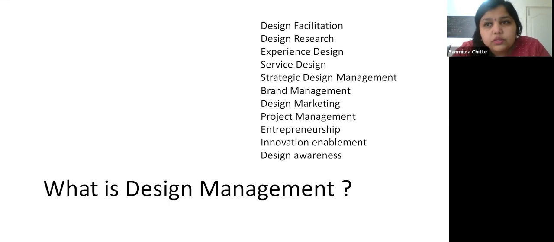Design management is more of design facilitation, helping the designers to design, not by actually doing the design, not by getting into the skill-based, talent-based design, but by doing the allied activities which will help the designers to come up with better designs.